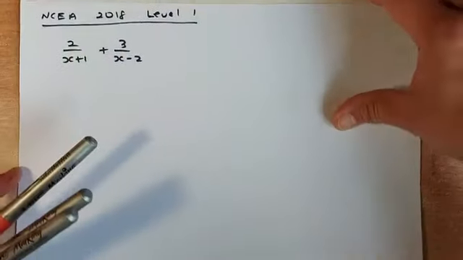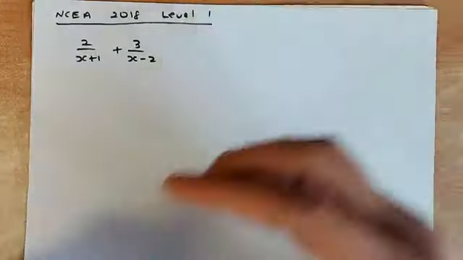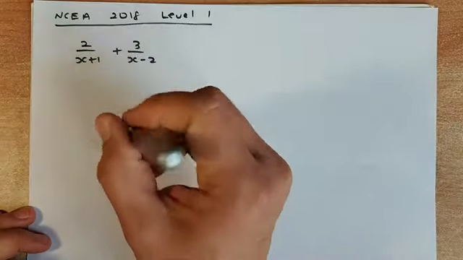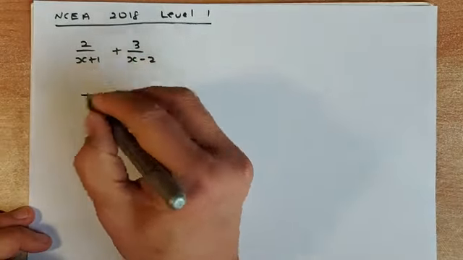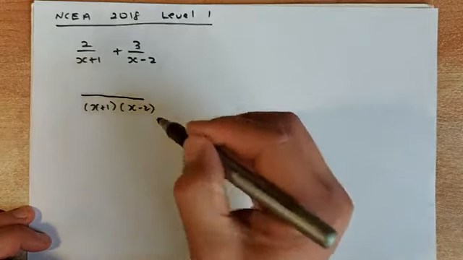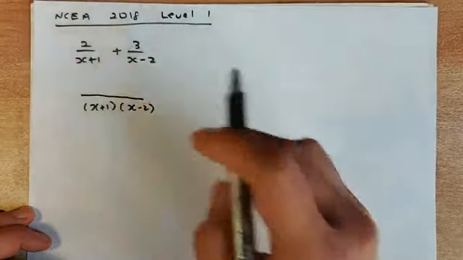The next example is a lot harder. This is found in the 2018 NCEA. Okay, so what we're going to do, the common denominator is going to be these two numbers here. So the denominator is going to be x plus 1, x minus 2.